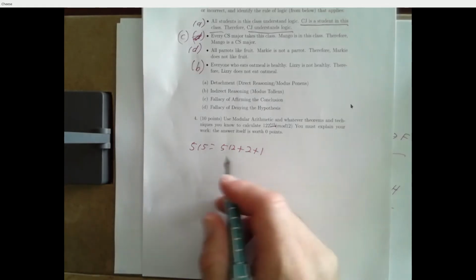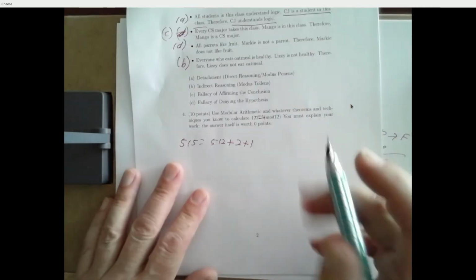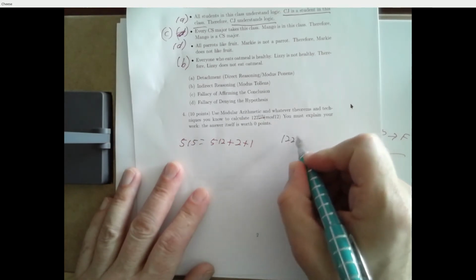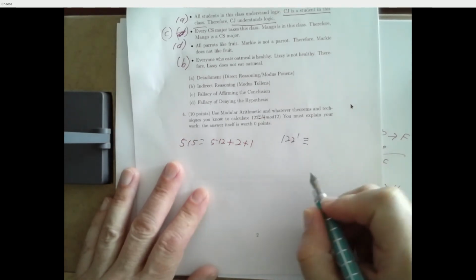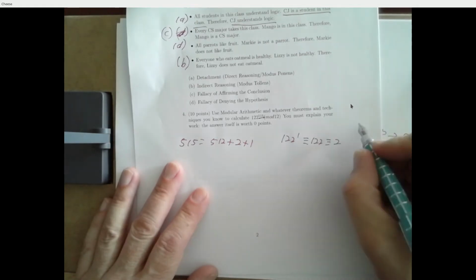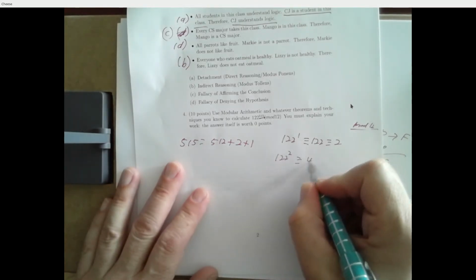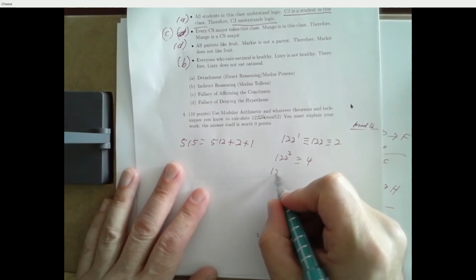All right. So yeah, if we do modular exponentiation, it's the sum of 3 powers of 2, and we're doing 122 raised to this power. So we can start off with 122 to the first, and that's just 122. But that's actually just 2 more than a multiple of 12. So 122 squared is going to be congruent to 2 squared, which is 4.